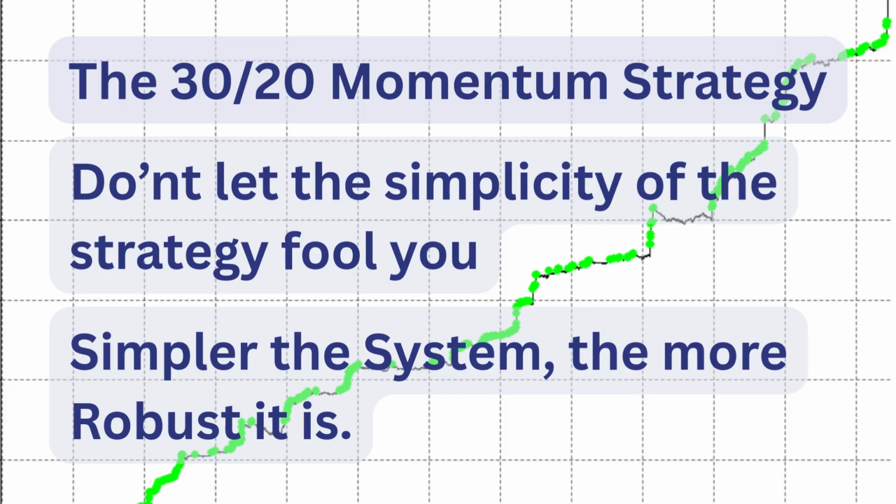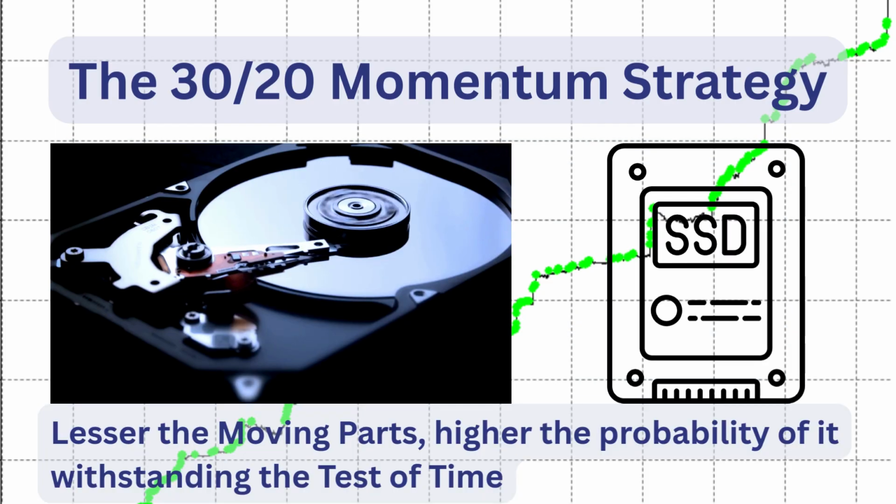Simple, right? But don't let the simplicity of the strategy fool you. Simpler the system, the more robust it is. Lesser the moving parts, higher the probability of it withstanding the test of time.